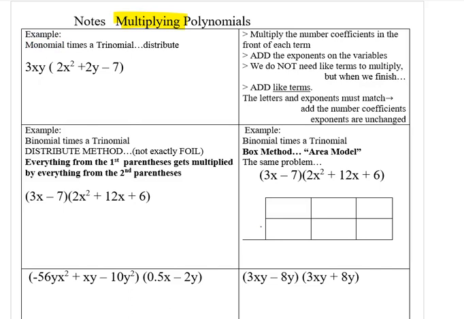So I'm going to take this and multiply it to here first. There are a couple of rules to know. Multiply the coefficients in front of each term first. So in this case, a 3 and a 2 would give me 6. Then it says, add the exponents on the variables. So I have an x and an x squared. That would give me x to the third.